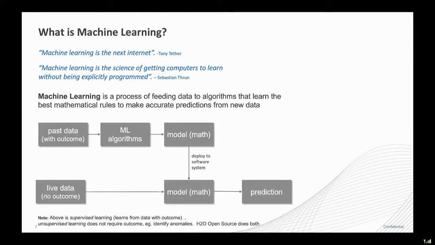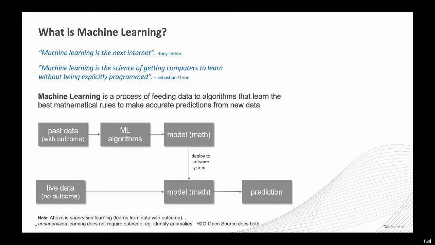So what is machine learning? It's a way for algorithms to learn the best mathematical rules to predict outcomes based on data that's fed to them. Typically, and here I'm talking about supervised learning, you take data with an outcome. So let's say you have the past 2 years' worth of insurance claim submissions, and all of those submissions have an outcome of what you determined in the past. Does it have fraud? Does it not have fraud?